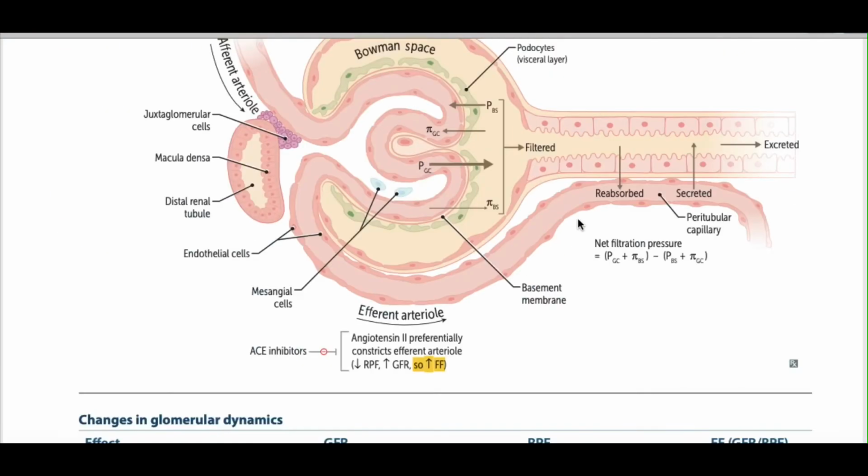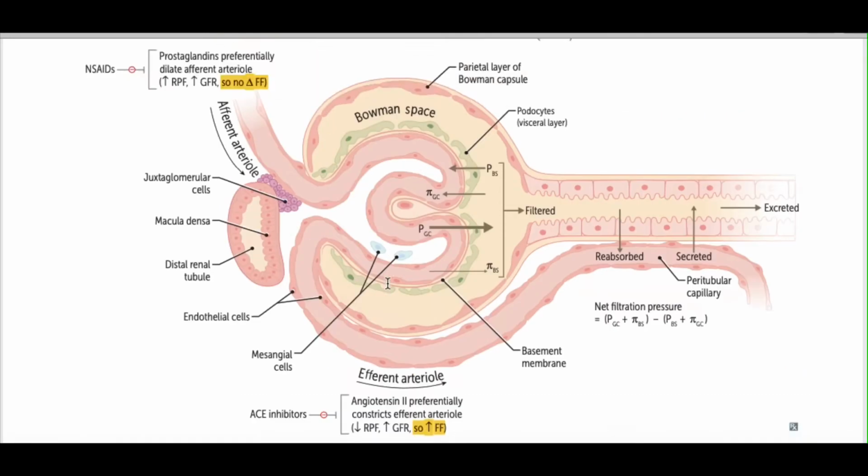Okay, so as we already studied that point, angiotensin 2 constricts the afferent arteriole, and it will result in decreased renal plasma flow and increased GFR. So there will be increased filtration fraction. As you can see, we already studied that. So all this will happen at this place.